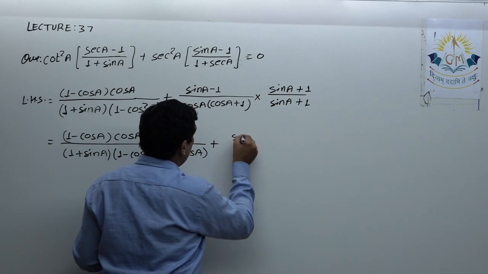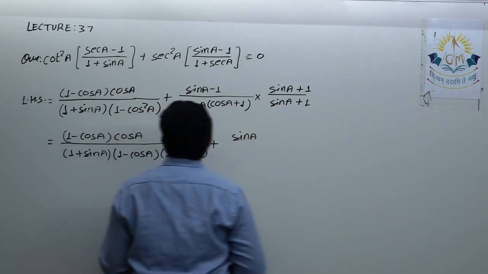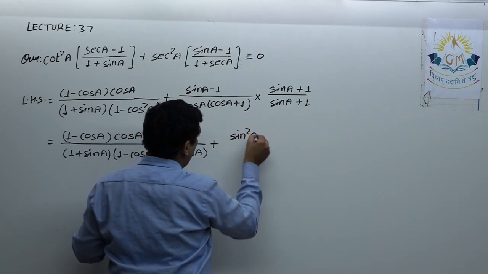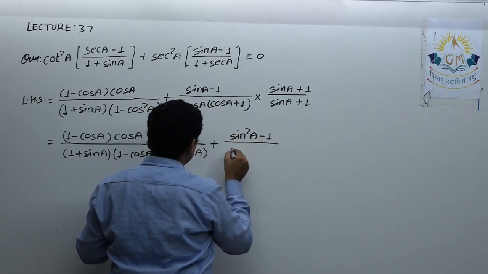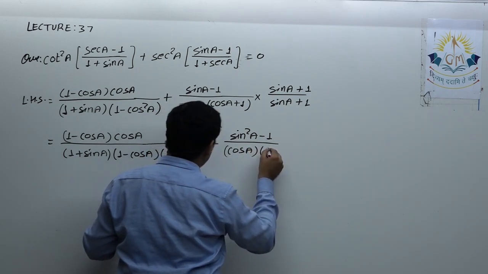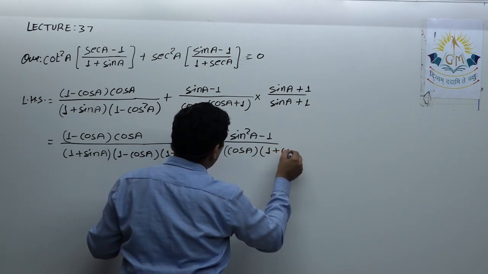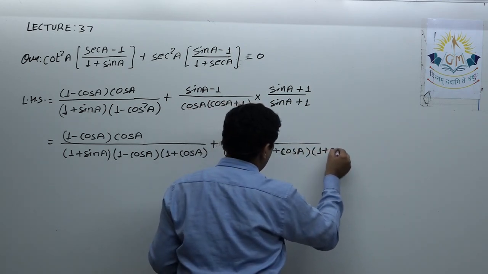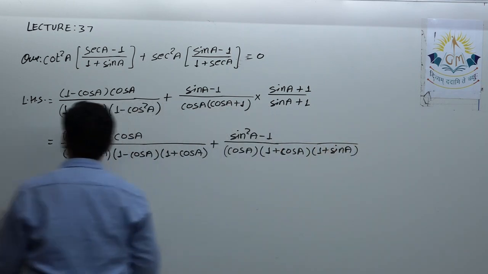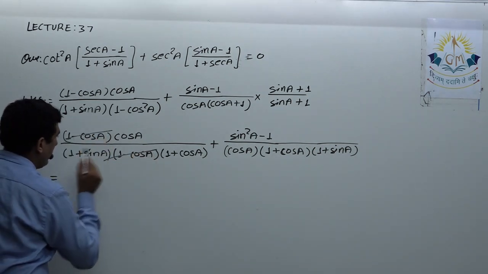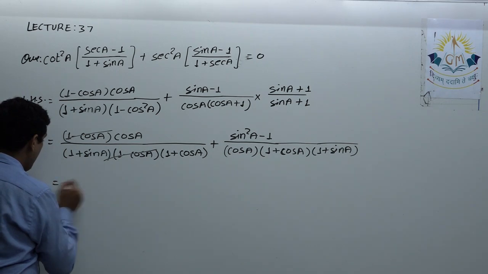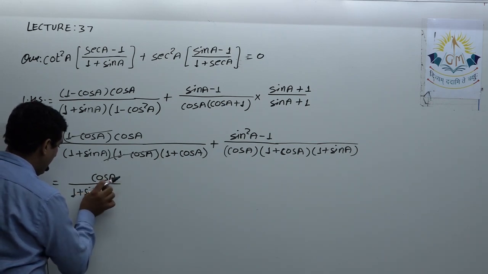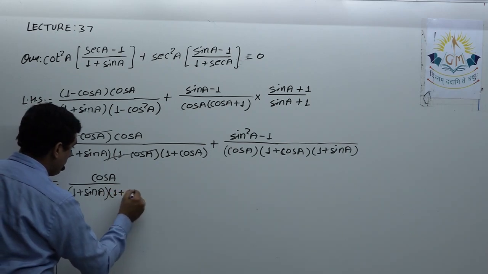Plus sin A minus, okay, over here it is sin A minus 1, sin A plus 1, that is sin square A minus 1 divided by cos A into cos A plus 1, or I can write 1 plus cos A, as well as 1 plus sin A. Okay, now in next step, here I can cancel this 1 minus cos A, 1 minus cos A. So I am left with cos A divided by 1 plus sin A into 1 plus cos A.